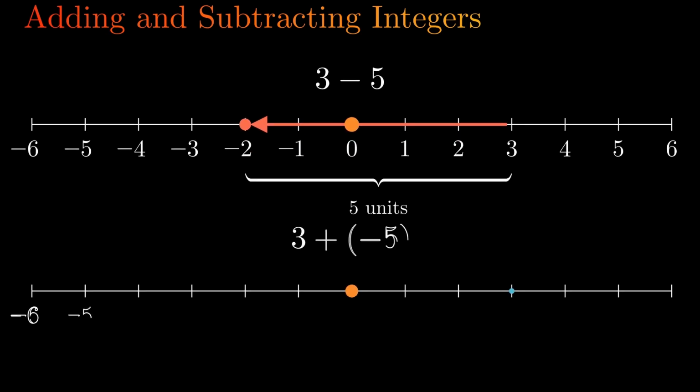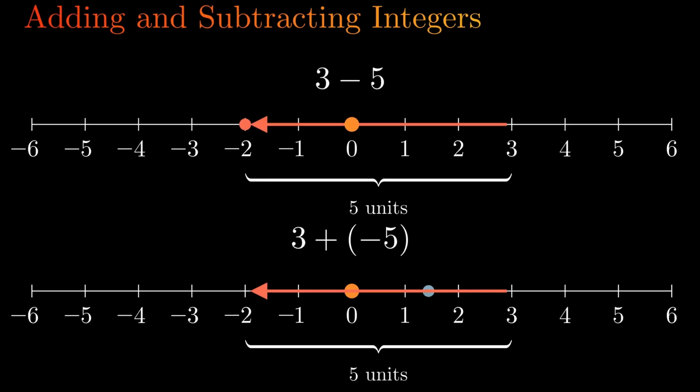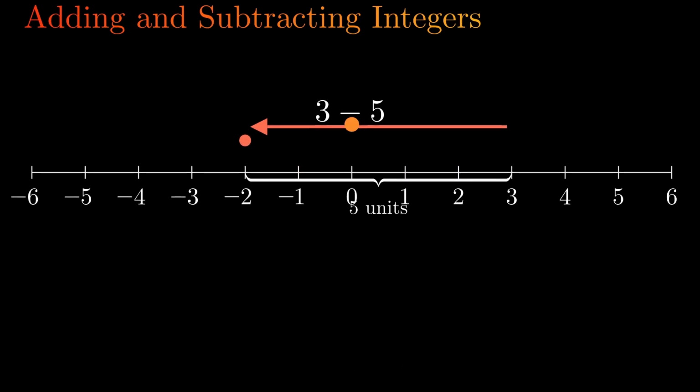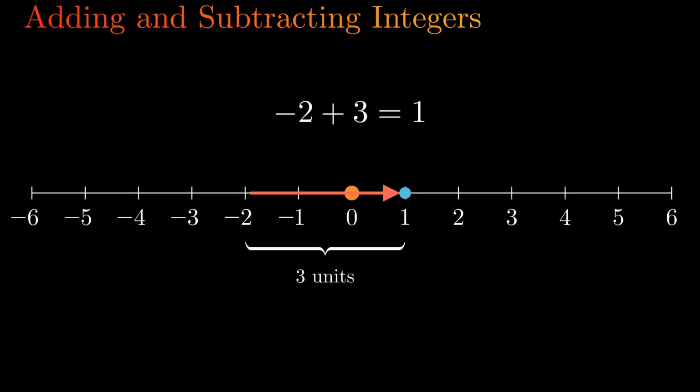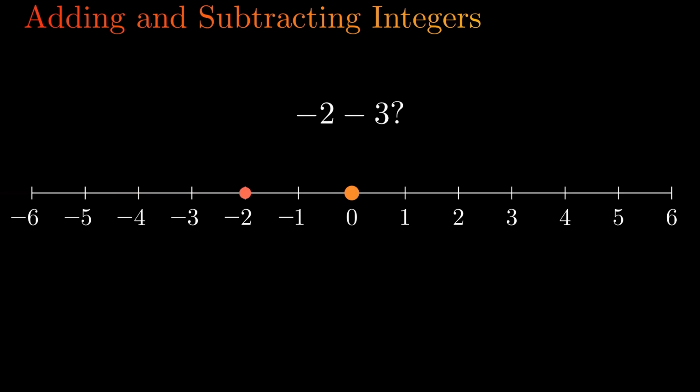But what about negative numbers? When you add a negative number, you also move to the left. So 3 plus negative 5 is the exact same problem. You start at 3 and move 5 steps left, ending at negative 2. The rules work the same if you start with a negative. Let's try negative 2 plus 3. And negative 2 minus 3?